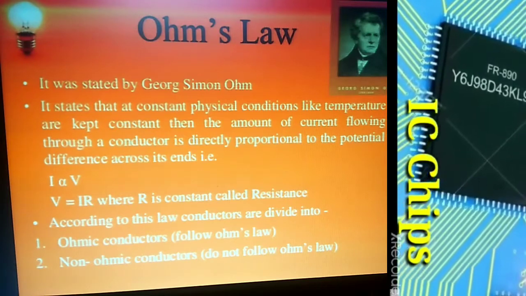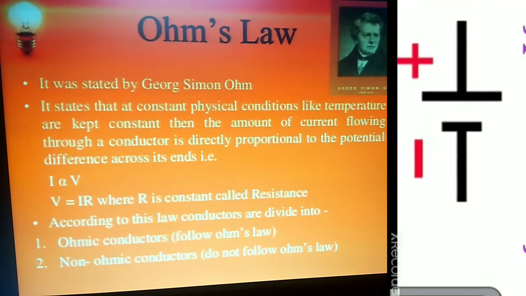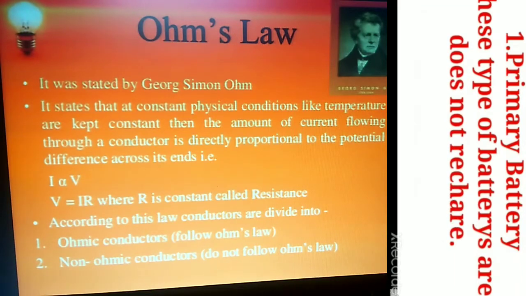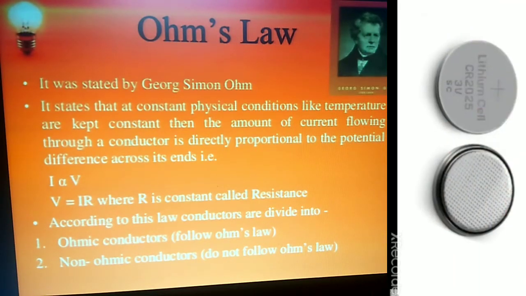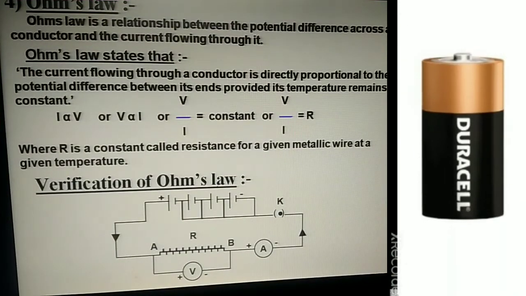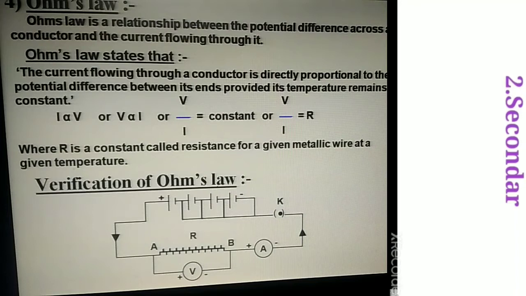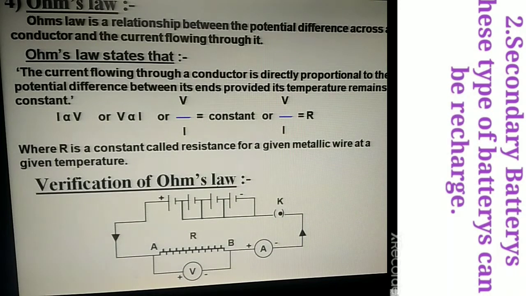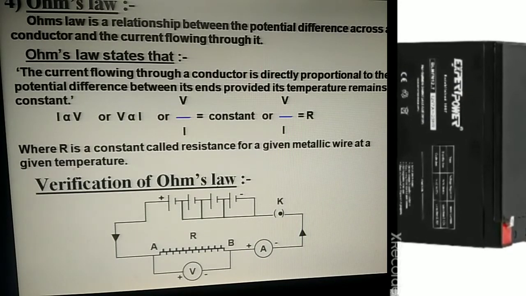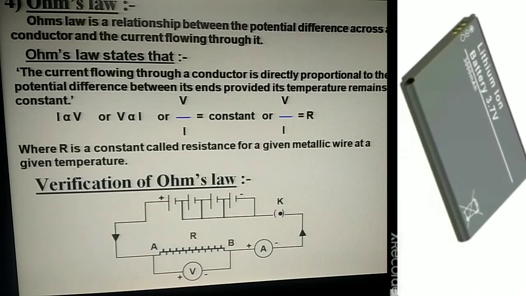According to this law, conductors are divided into two: ohmic conductors and non-ohmic conductors. Ohmic conductors are those conductors which follow Ohm's law, whereas non-ohmic conductors do not follow Ohm's law. Once again, Ohm's law is a relationship between potential difference across the conductor and the current flowing through it. It states that the current flowing through a conductor is directly proportional to the potential difference between its ends, provided the physical conditions like temperature and pressure remain constant.